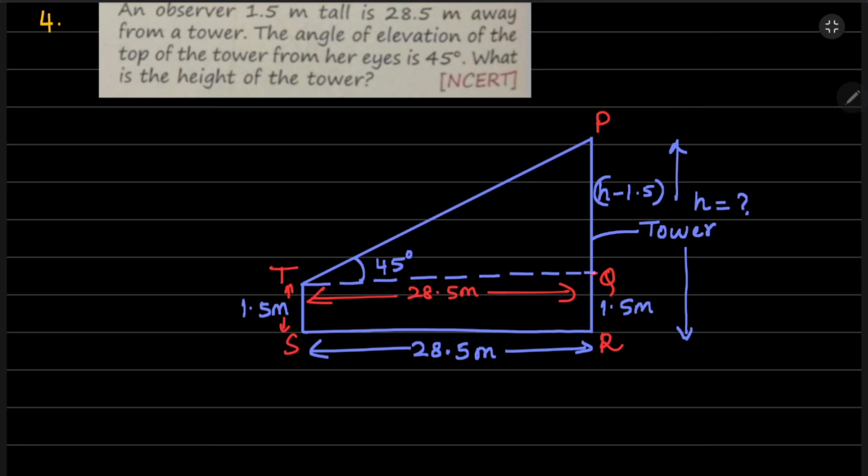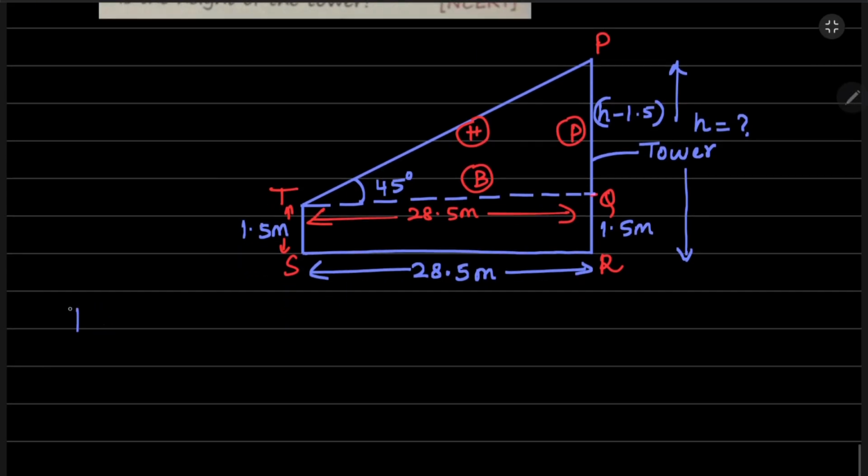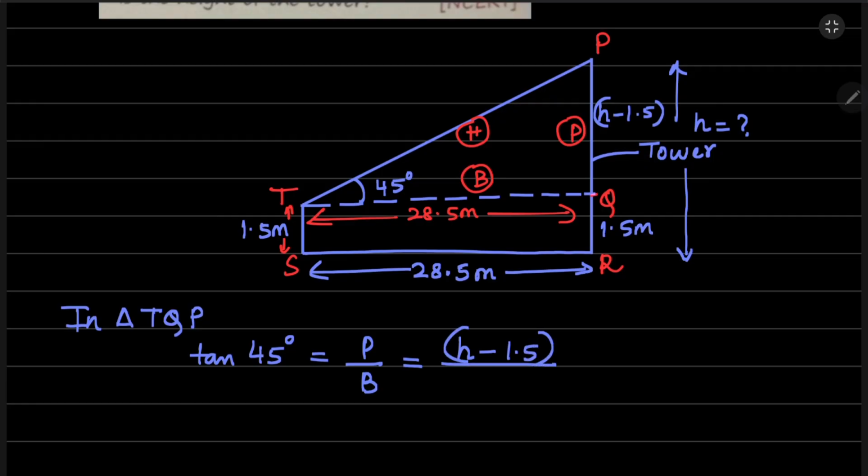So here, this is your perpendicular. This is your hypotenuse. This is your base. Okay. You have to find a part of your perpendicular, and your base is given. So P and B is related with tan. Okay. So let me take tan of it. So in triangle TQP, what can I take? Tan 45 degrees is equal to P by B. What is P? H minus 1.5. Divided by, what is your base?